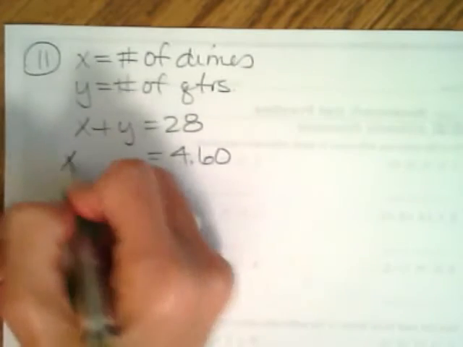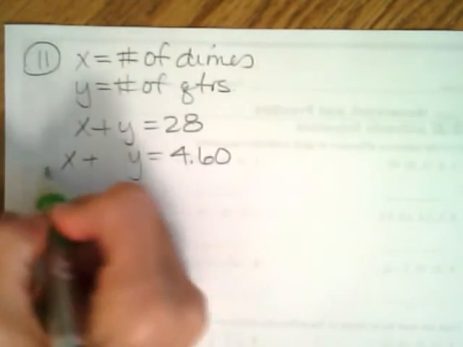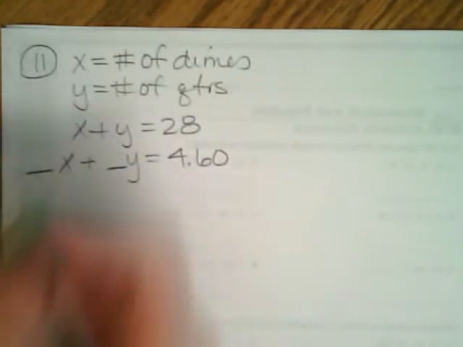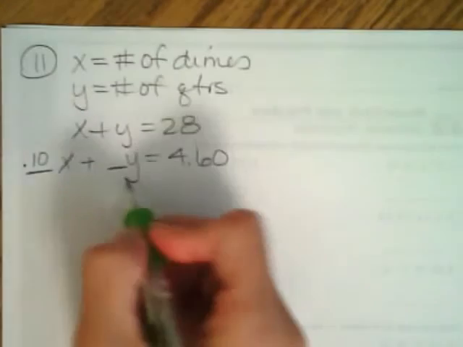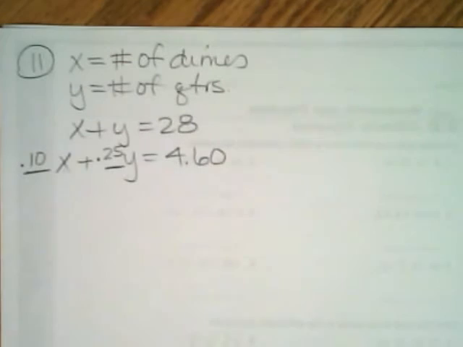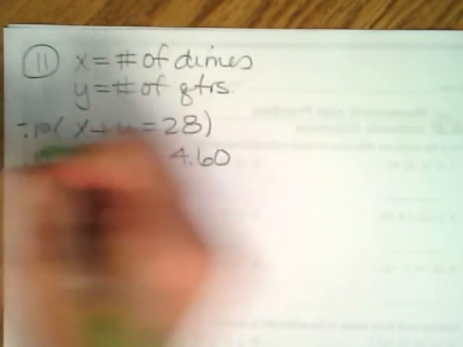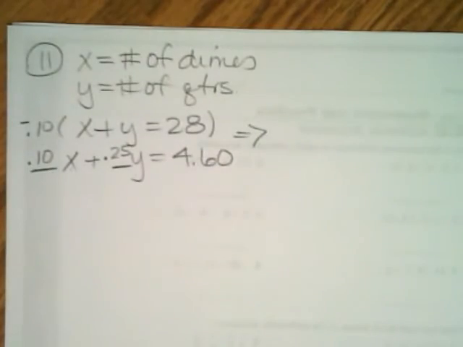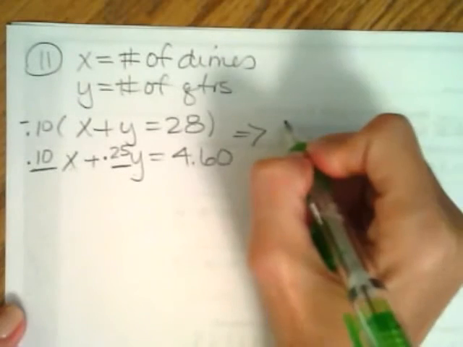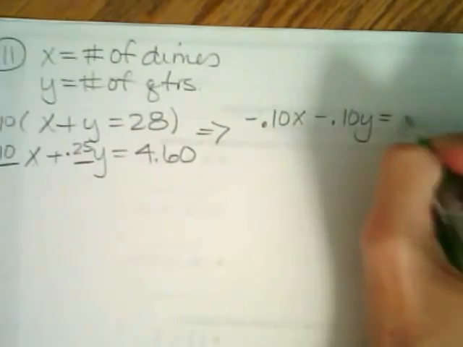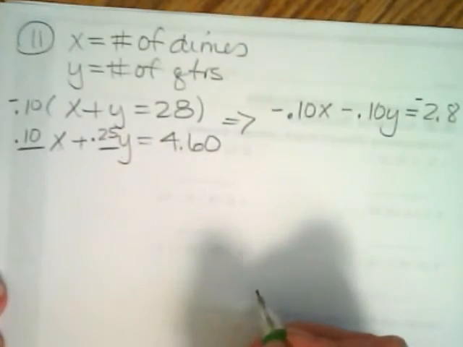Well, we have to fill in the blanks. So if you're thinking about total amount, how much is each dime worth? And you should have said 10 cents. How much is each quarter? 25 cents. Okay, so if I multiply everything, I'm going to get rid of my dimes by a negative 0.10. You get negative 0.10x minus 0.10y is negative 2.8.